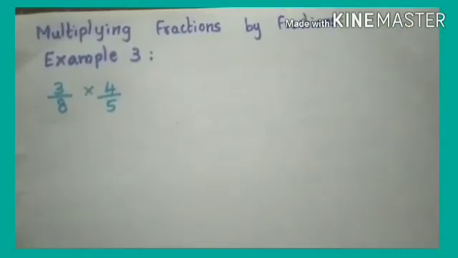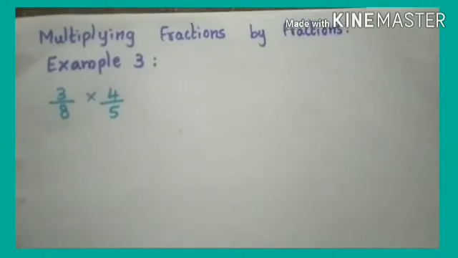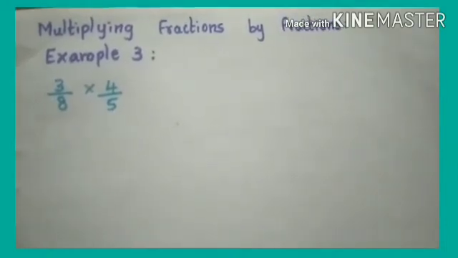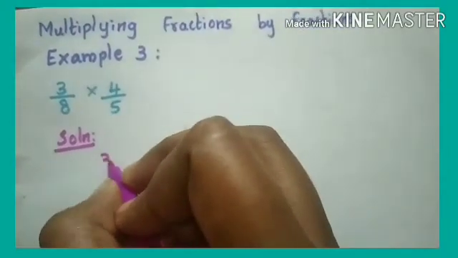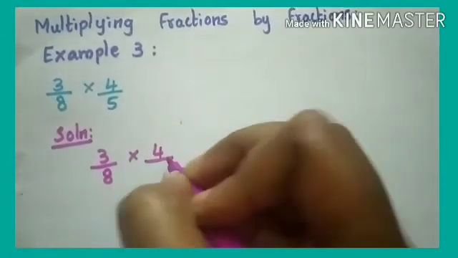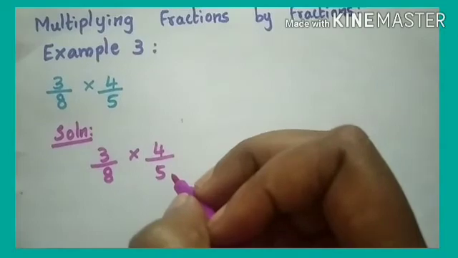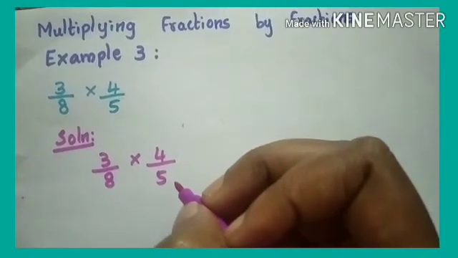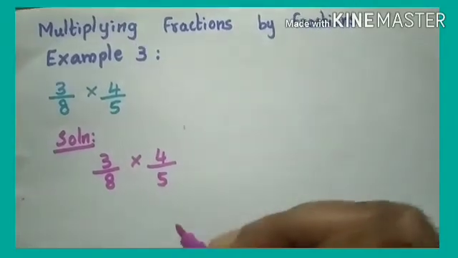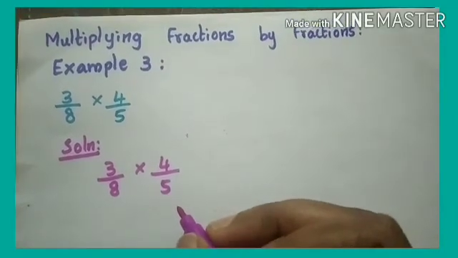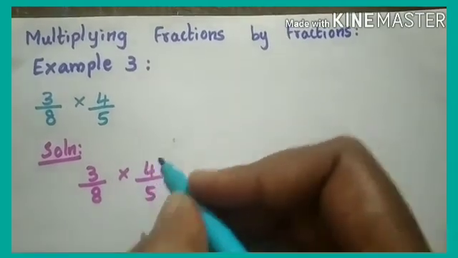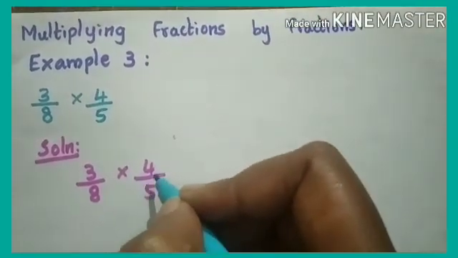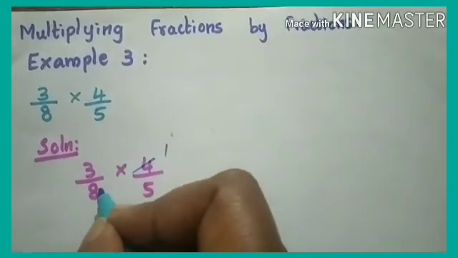Multiplying fractions by fractions. Example 3. Multiply 3 by 8 by 4 by 5. Let's write, multiply 3 by 8 by 4 by 5. Let's check the common factors in the numerator and the denominator. In this sum, 4 and 8 have the common factor which is 4. So divide the numerator and denominator by the common factor, that is 4 ones are 4, 4 twos are 8.